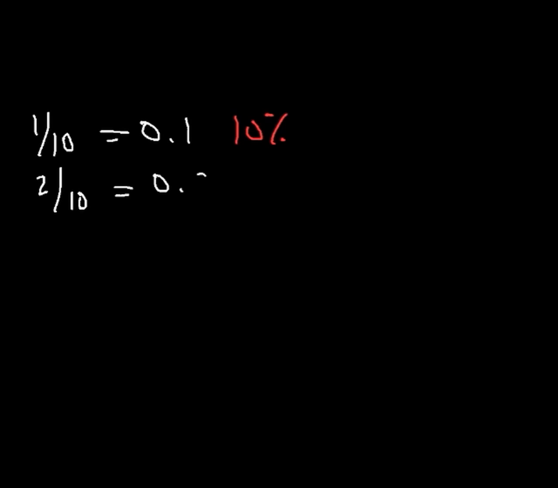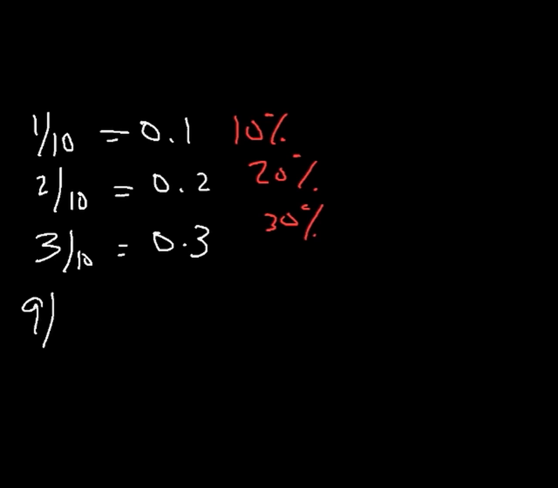And then the last one you want to know is the tens. So 1 over 10 is 0.1, which is 10%. 2 over 10, that's 0.2, which is 20%. 3 over 10 is 0.3, which is 30%. 4 over 10, 0.4, 5 over 10, 0.5, 9 over 10, 0.9. So you can see a pattern here, and that's 90%.